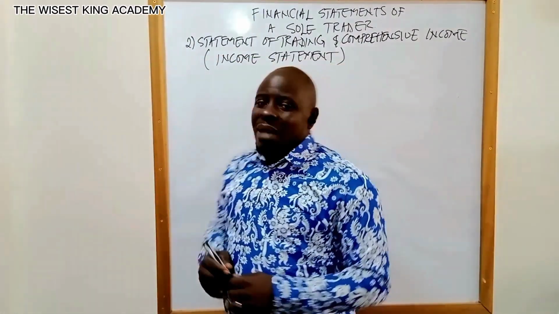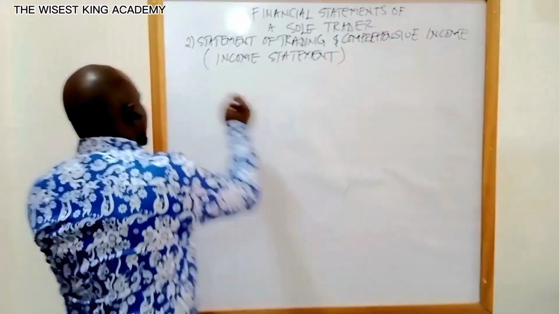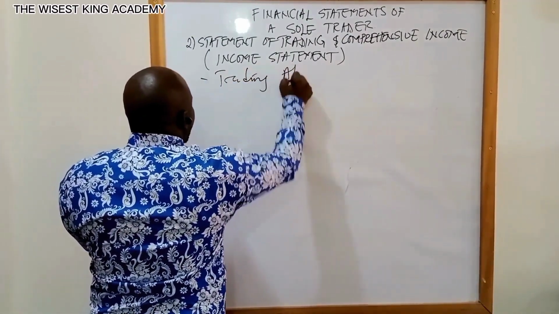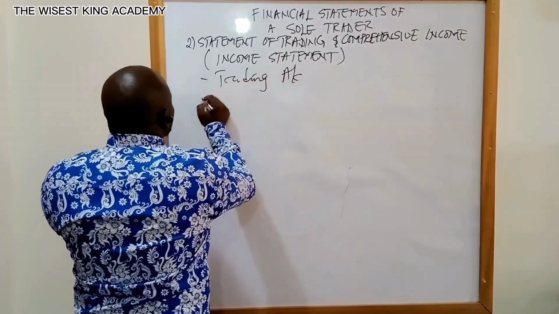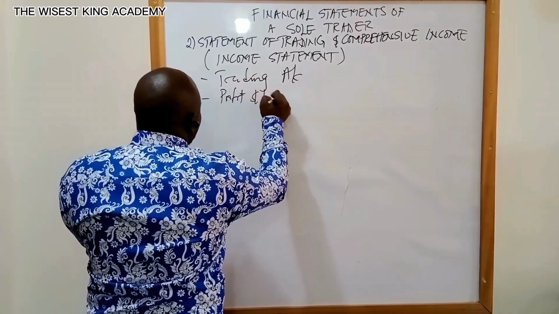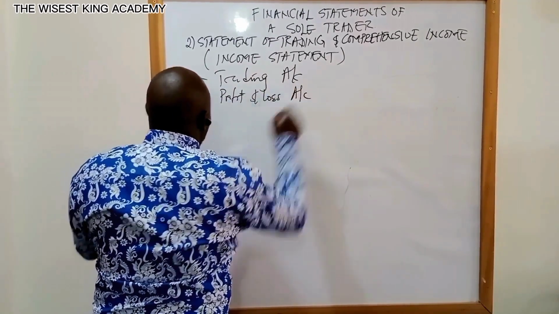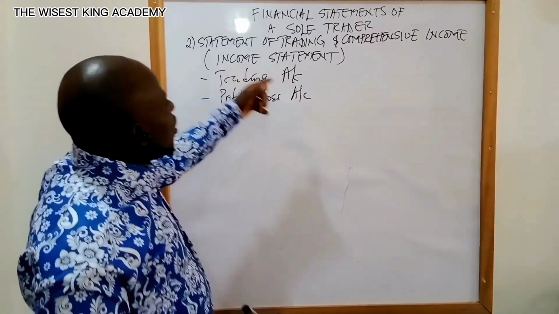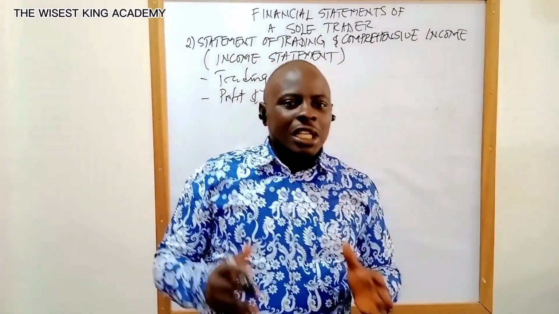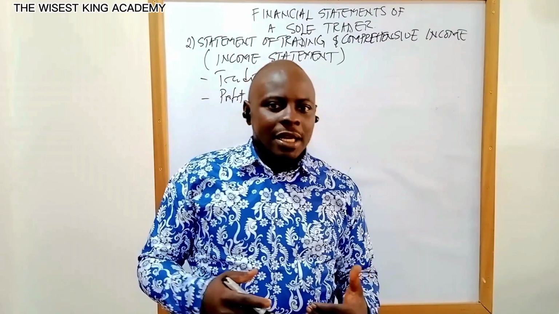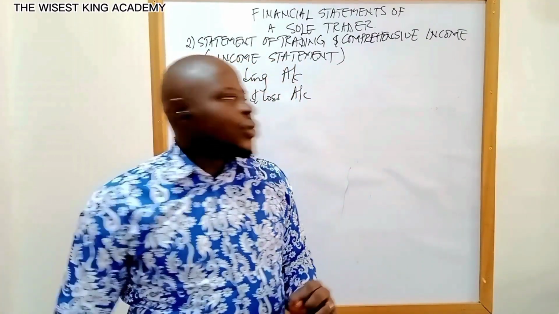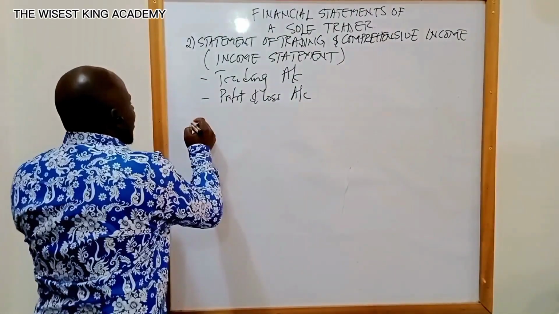The income statement is divided into two broad categories. Number one, the trading account, and number two, the profit and loss account. So the statement of trading and comprehensive income, or the income statement, is also called the trading and profit and loss account. So, let's look at the first one.